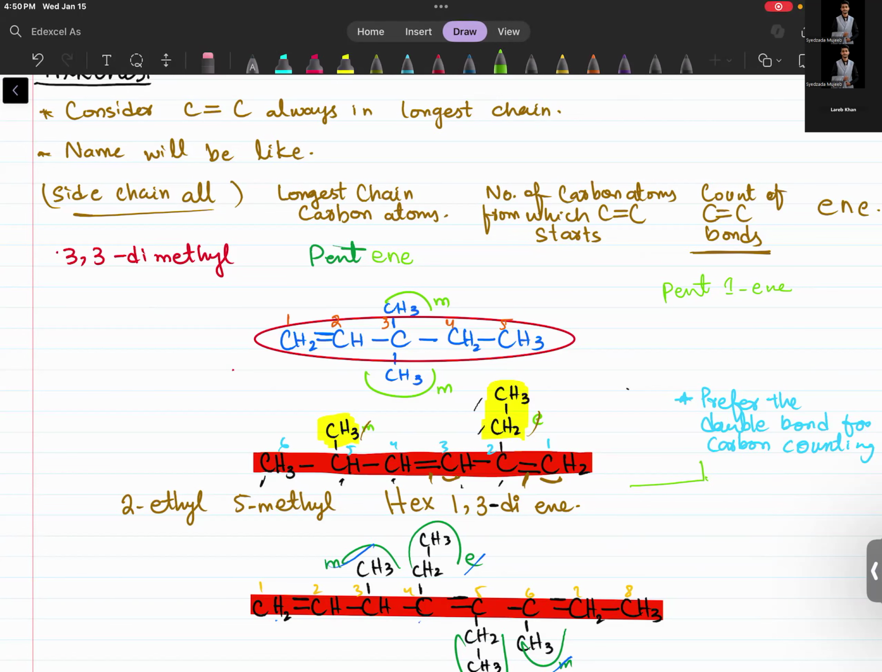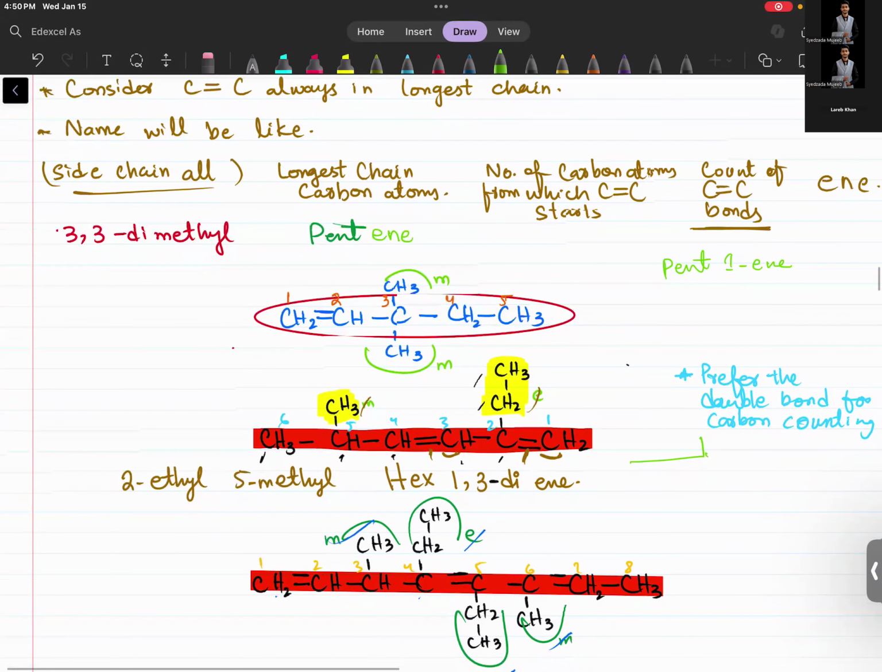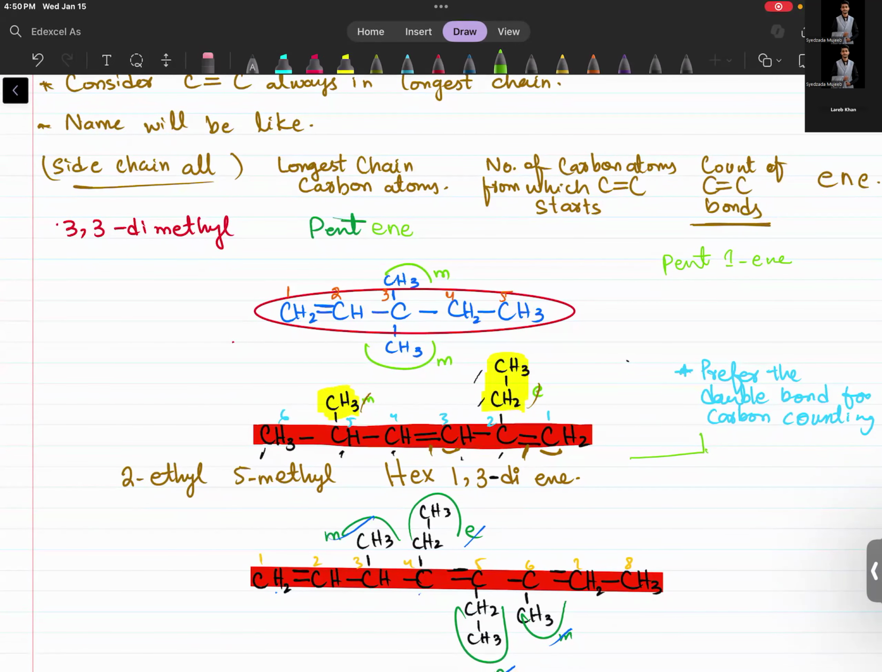Okay, that's good. Now note down this one and name this one. Name the last one in your notebook.